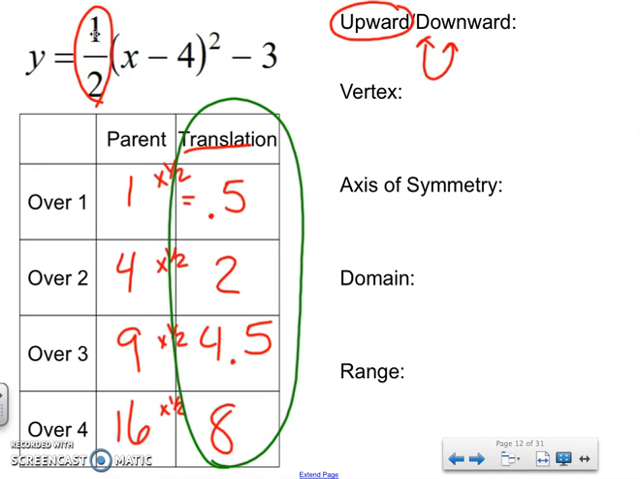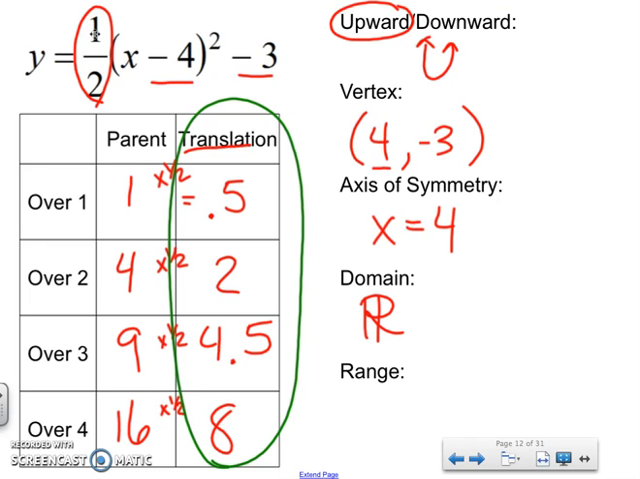To find your vertex, you're going to change this sign to a positive 4, and you're going to keep the sign of the negative 3. Okay? So your vertex is at (4, negative 3). Your axis of symmetry is going to be x equals that x value of your vertex. Again, domain is always all real numbers. The range is going to be y greater than or equal to, because it's opening up, and then the y value of your vertex.